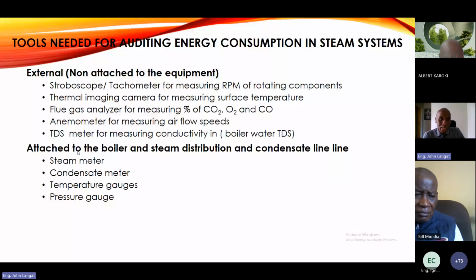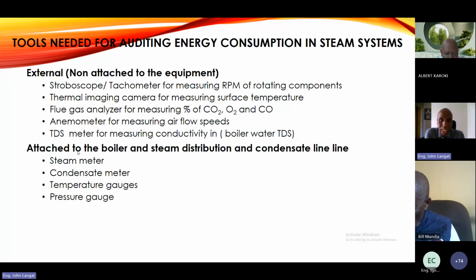Then you need the thermal imaging camera for measuring surface temperatures. This one is pretty much direct. Normally, some even have applications that can analyze for you: just take the picture and it indicates the temperature. You don't need to record anything. All you have to do is just take notes. Then we need the anemometer for measuring airflow speeds, and I should have added here the static pressure and dynamic pressure. Those are very important, especially when you're auditing the fans and the draft inside the boiler. You should be in a position to measure that.